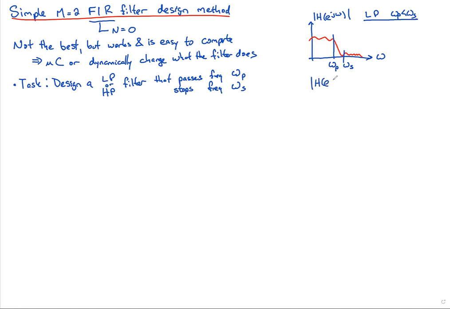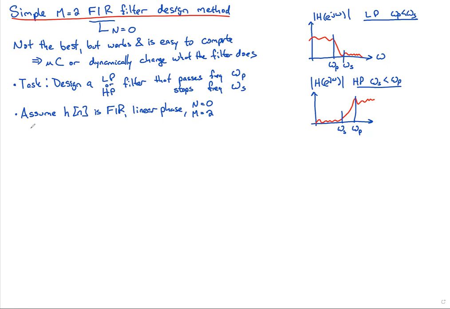Or we might be talking about a high pass filter. Here, it's going to block frequencies up to our omega sub s, and then it will pass frequencies greater than our omega sub p. So in other words, for the high pass, our omega sub s is less than our omega sub p. And for this particular filter, we're going to assume that our impulse response is FIR, so finite length, linear phase. Since it's FIR, our N, our filter order, has to be 0, and we're going to choose our M to be equal to 2 for this one particular filter design.